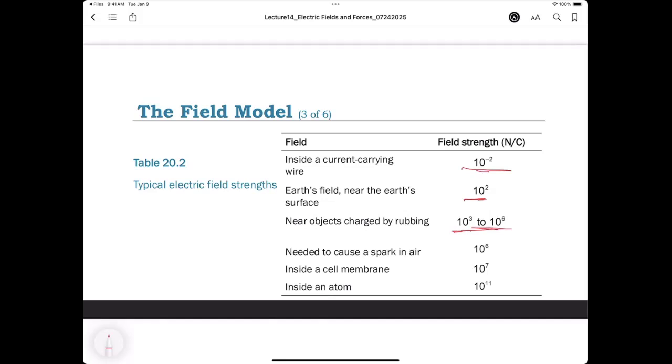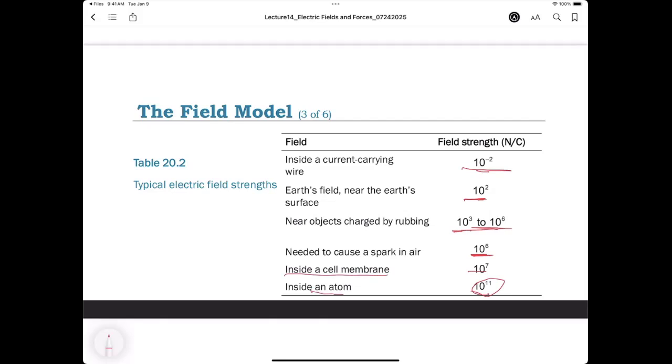Needed to cause a spark in air, you need this field strength. Inside a cell membrane, this one. Inside an atom, this one. It's pretty big, right? So which means you can see many things.